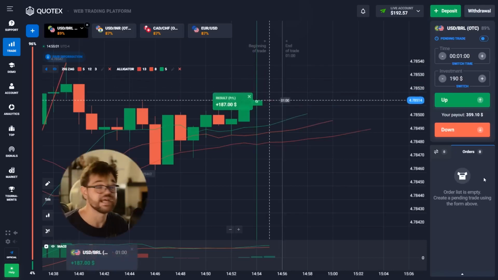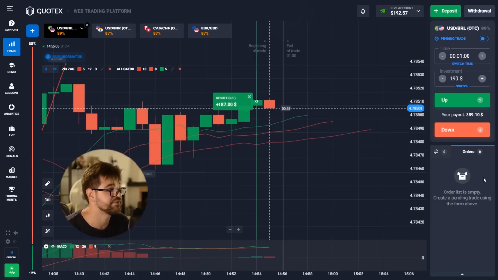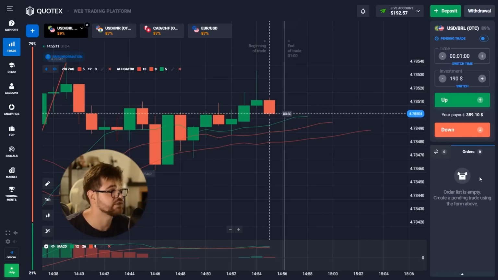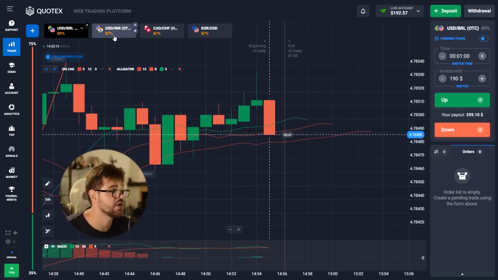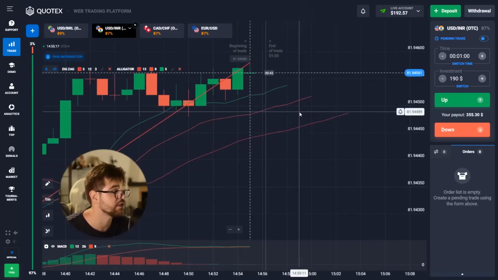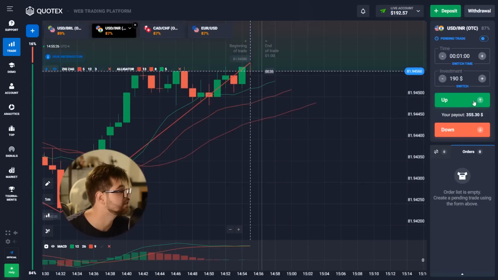And another great profit here, $187. That was 87%. So we have $192 in total on our balance. We're gonna go with $190 this time for this next option. Let's have a look. So looking at this indicator, I'm gonna go with a call option here.